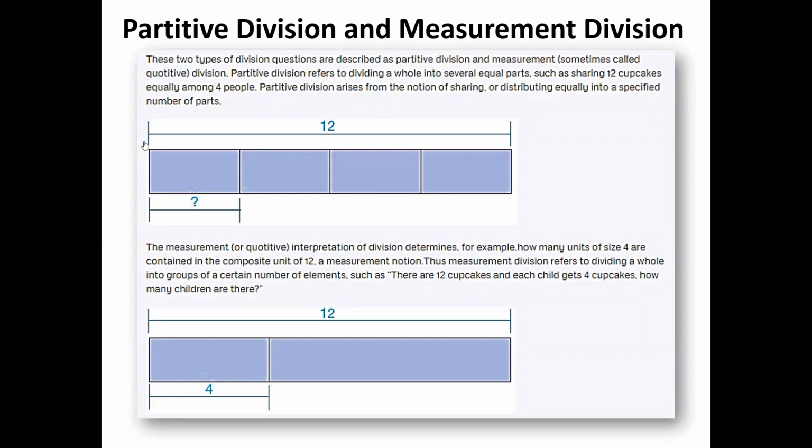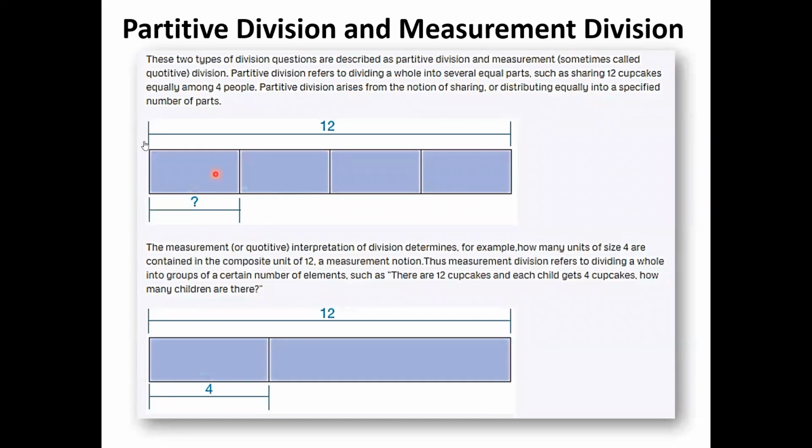Partitive division arises from the notion of sharing or distributing equally into a specified number of parts. Measurement or quotative interpretation division determines, for example, how many units the size of 4 are contained in the composite unit of 12, a measurement notion. Thus, measurement division refers to dividing a whole into groups of a certain number of elements, such as there are 12 cupcakes and each child gets 4 cupcakes. How many children are there altogether?